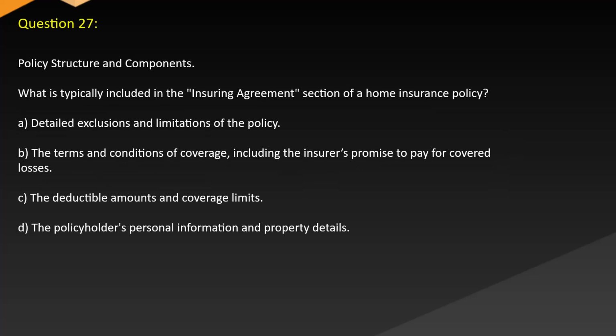Question 27. Policy structure and components. What is typically included in the insuring agreement section of a home insurance policy? A. Detailed exclusions and limitations of the policy. B. The terms and conditions of coverage, including the insurer's promise to pay for covered losses. C. The deductible amounts and coverage limits. D. The policyholder's personal information and property details.